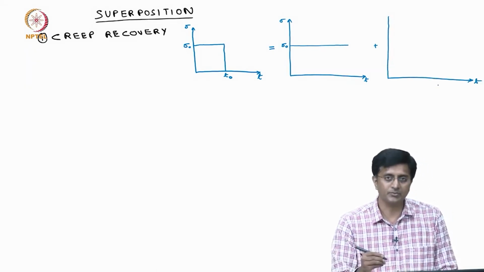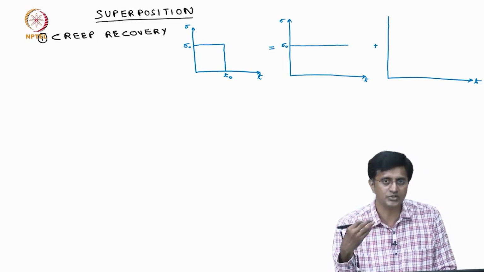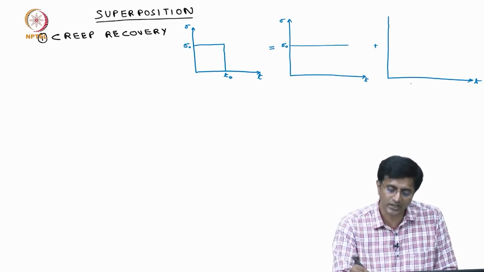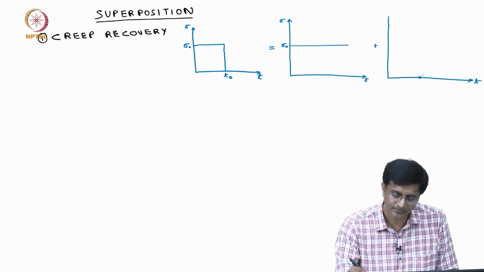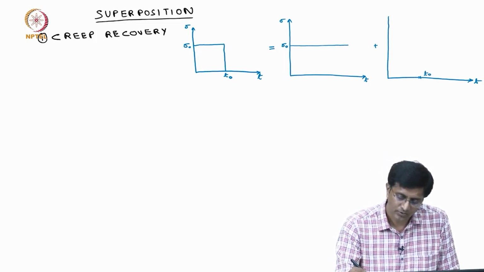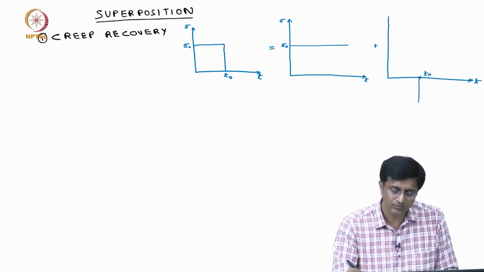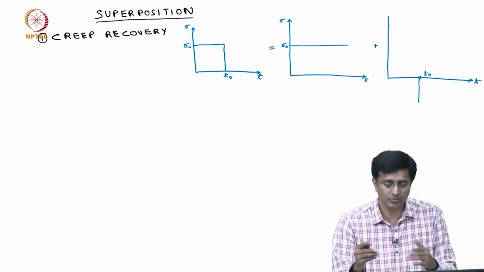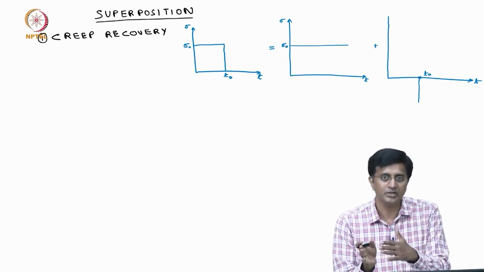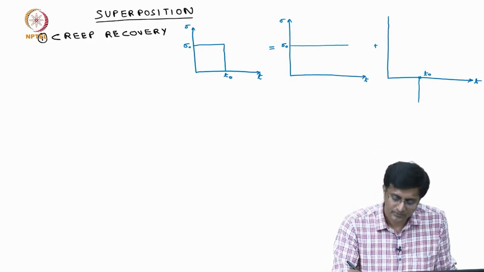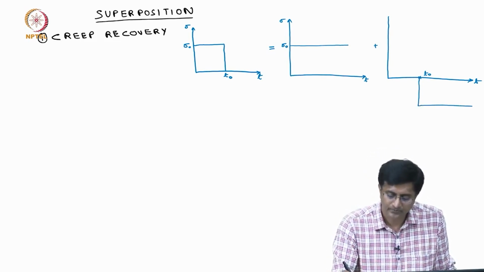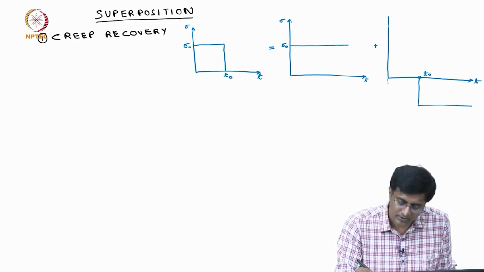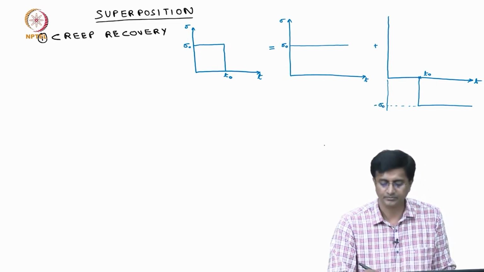we apply another step load. This time instead of applying a positive step load, we will apply a negative step load starting at time t naught. What should be the amplitude? The amplitude should be the same as the first one, so that when we add them together they nullify. So, what I was saying is this value should be minus sigma naught.